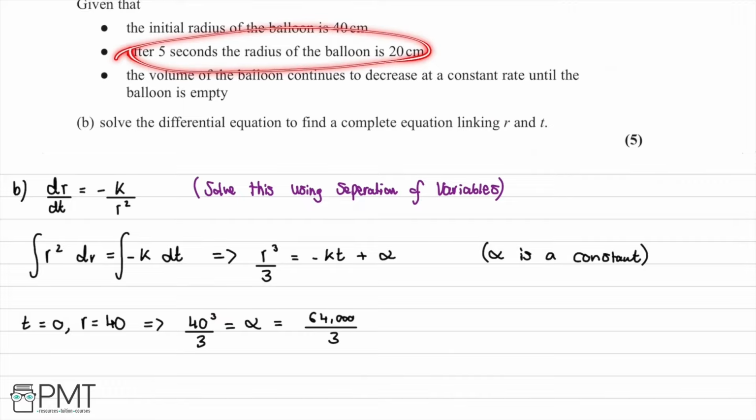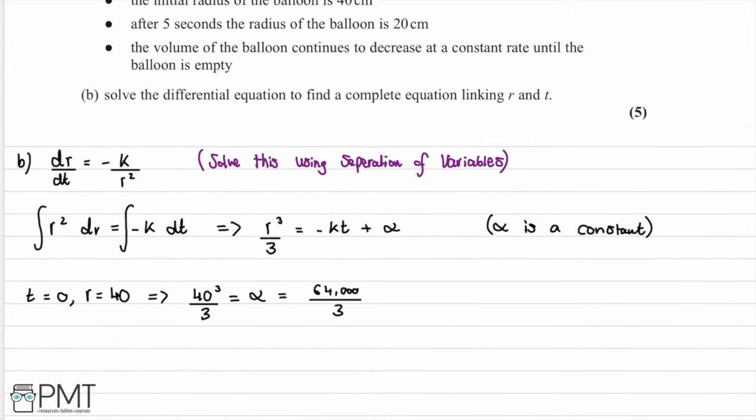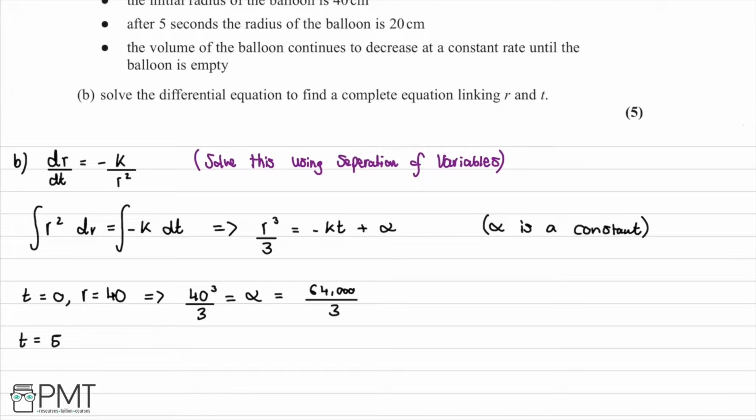Then we use our second piece of information. So we know that when t is equal to 5, we know that r is going to be equal to 20. So therefore, this time we'll have 20 cubed, and we're going to divide that by 3. And that's going to be equal to, so we've got t is equal to 5, so then we substitute that in. That would be negative 5 multiplied by k. Then we now know what alpha is. It is 64,000, and we divide that by 3.